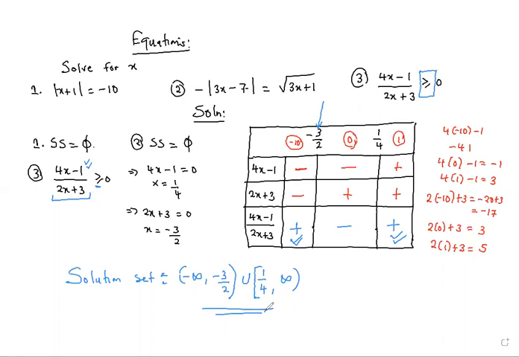Why are 1 and 2 empty? Why, for question 1 and 2, are the solution sets empty? Because we are saying the modulus can never give us a negative number. And also the positive root can never give us a negative number.